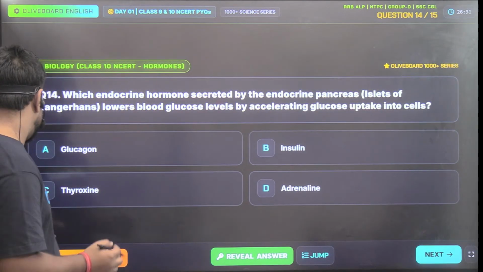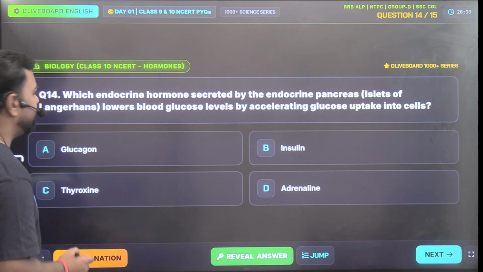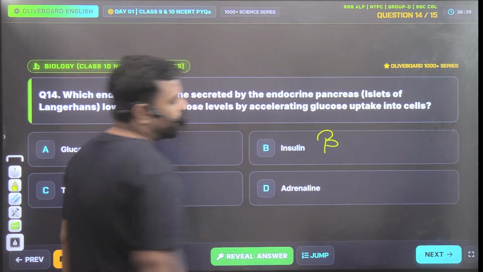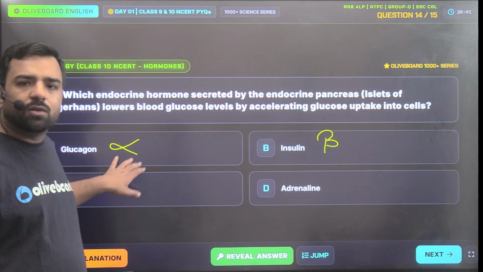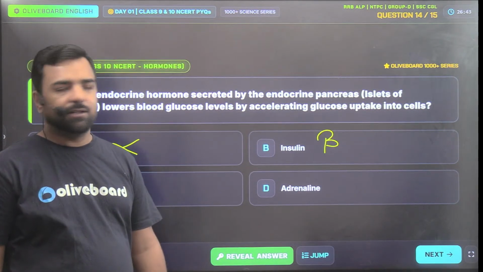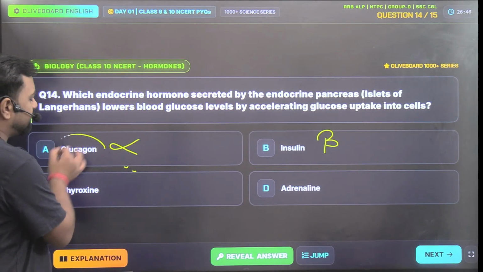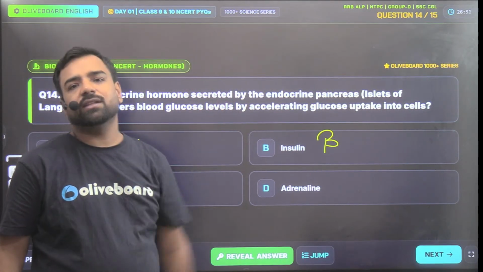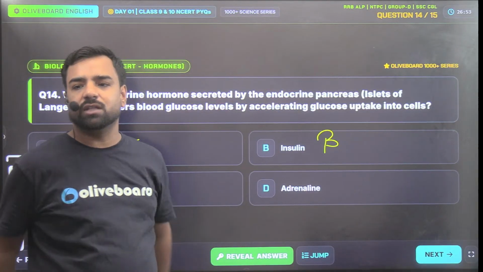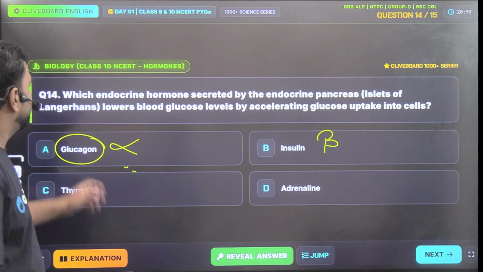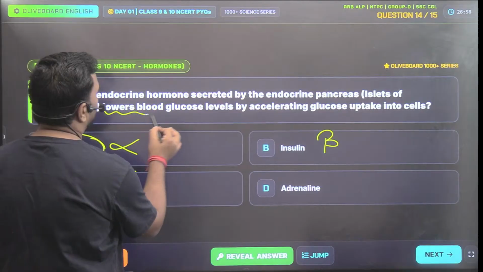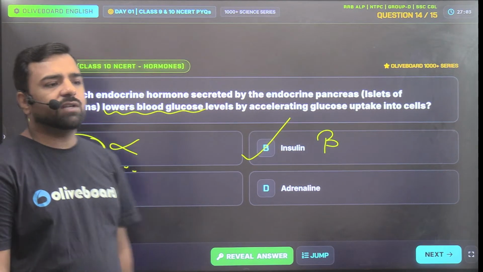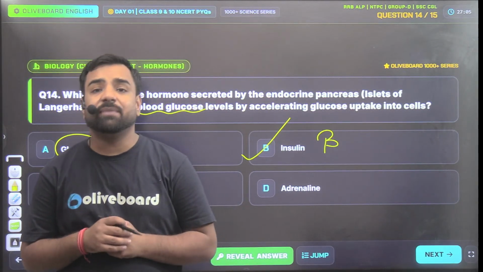For this, please remember that in the islets of Langerhans there are three cells: alpha cell, beta cell, and delta cell, from which glucagon, insulin, and somatostatin are generated. Here, glucagon helps in increasing the glucose level, and insulin helps in lowering it in order to maintain that glucose level. Here it's asking which of the following hormones lowers the blood glucose level? So that's insulin. Because if the glucose level is not lowered, the person will suffer from diabetes.